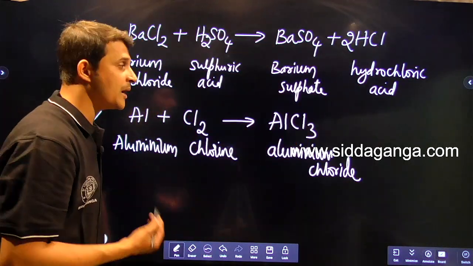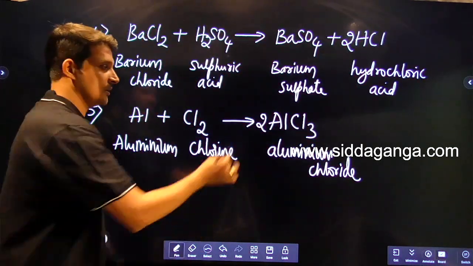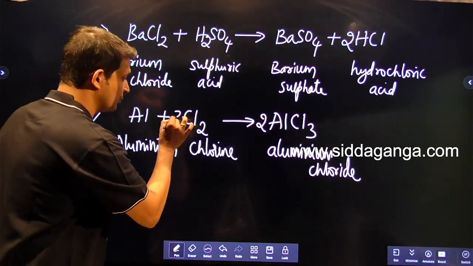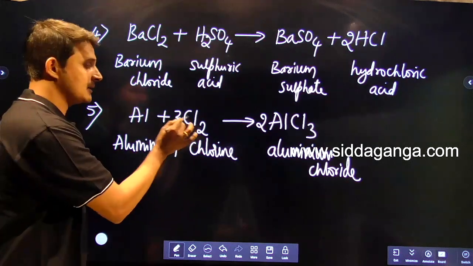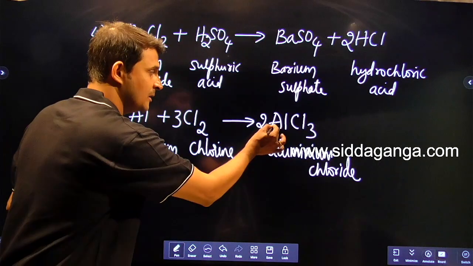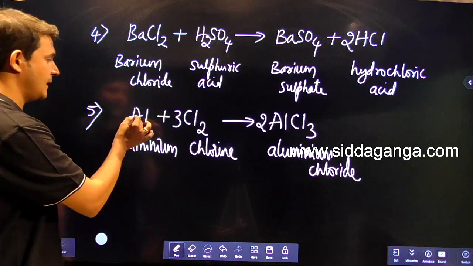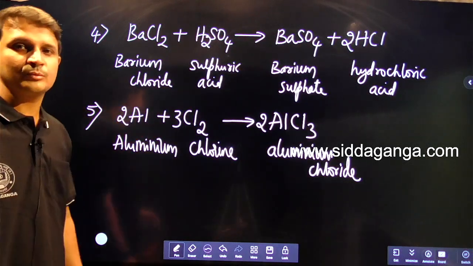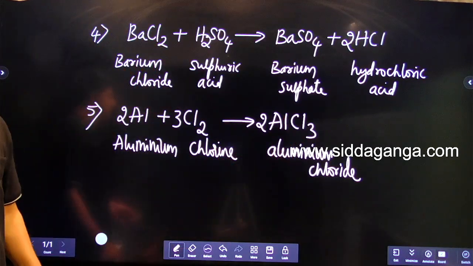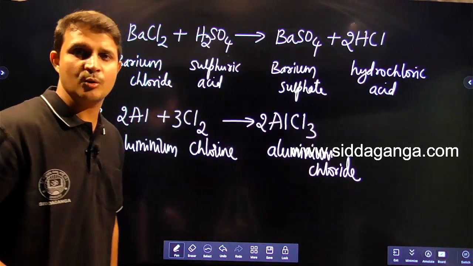To balance these, let us make it 2 here, because 2 into 3, how many? 6 atoms of Cl. If we multiply by 3 here, it becomes 6 atoms. Cl is balanced, but since we multiplied aluminium by 2 here, 2 aluminium atoms are formed, so here again you have to make it 2. So 2Al plus 3Cl2 gives rise to 2AlCl3. So this is the formation of aluminium chloride.